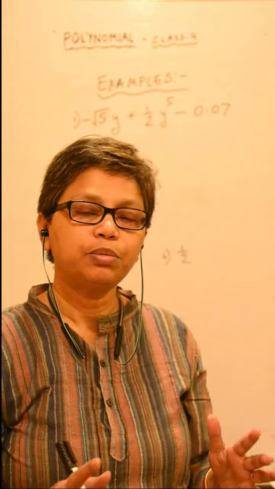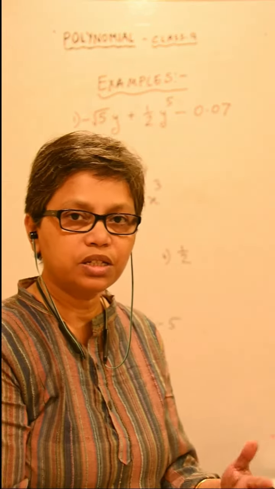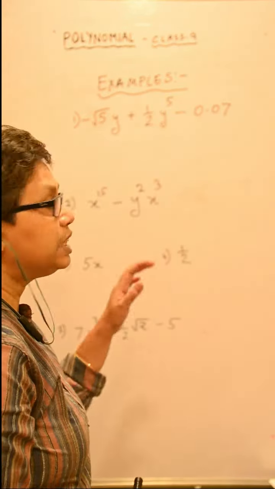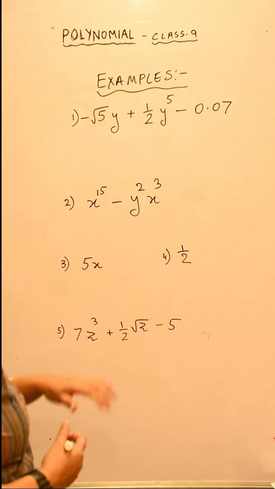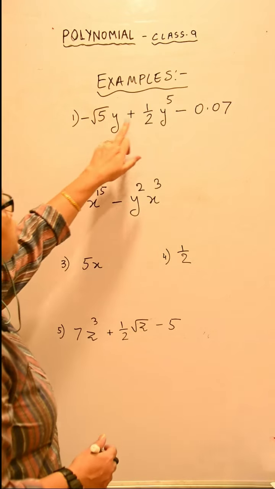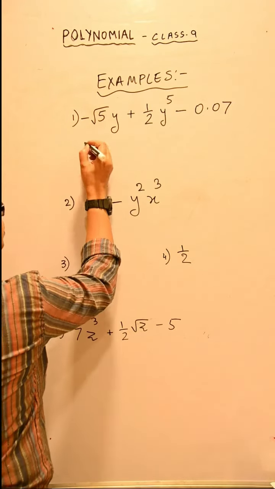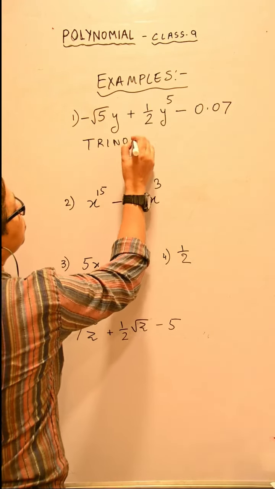I have written some examples to understand what we discussed in the previous two videos. Let us take the examples one by one. Now, first example, first of all, we can see there are three terms. So it is a trinomial.